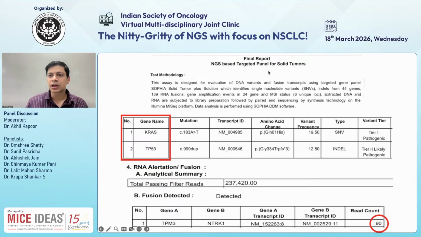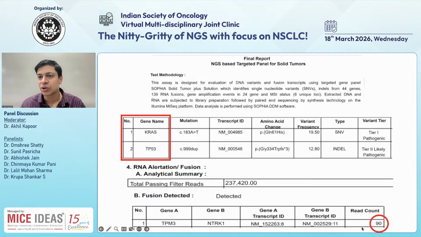Okay, got it, ma'am. So we got some idea about RIN. Thank you to Dr. Omshri ma'am and Dr. Sunil. We knew this otherwise, but about the quantitative value, we didn't have any idea. So it's important to understand some of the basics. If we see in this fusion report, there is a read count of 90. Now, as a clinician, what is the message from the lab, whether it is significant, and if we look at the total passing filter reads, what is the correlation, and how should we match this report with the filter reads and read count?